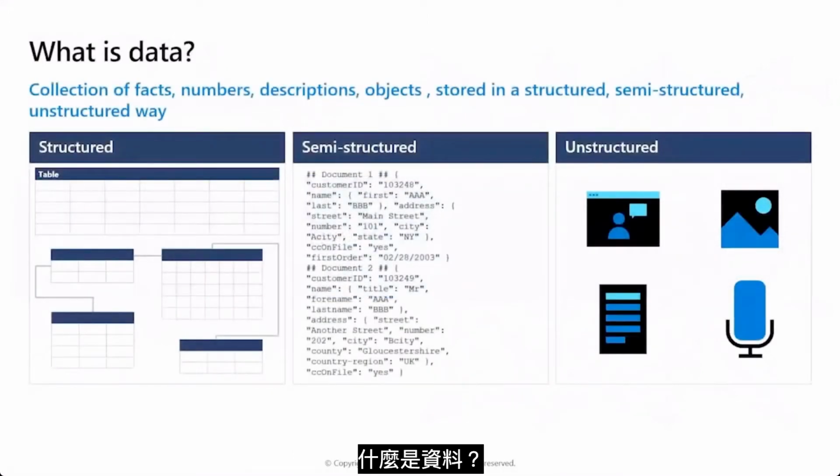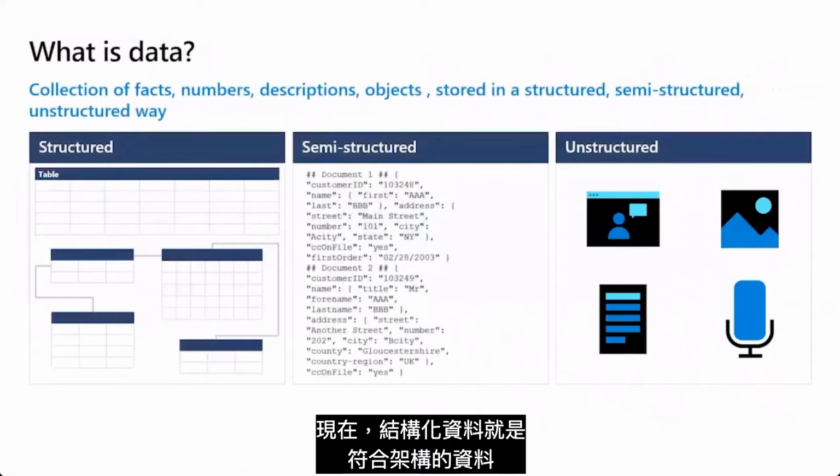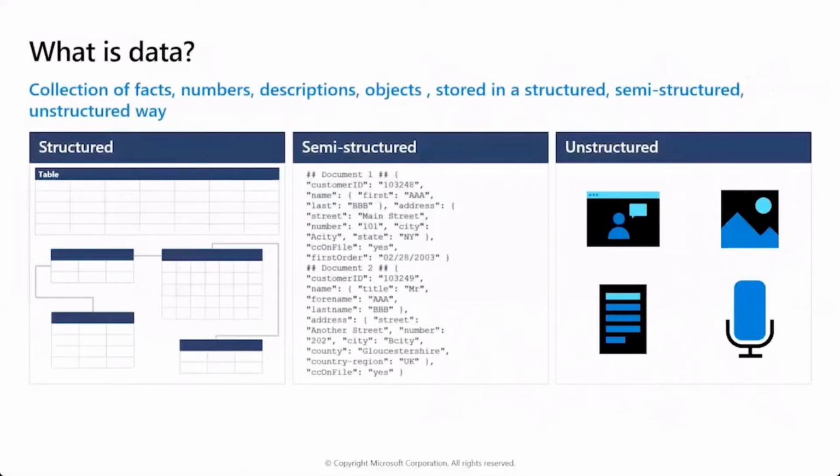Now, what is data? Well, by definition, data is a collection of facts, such as numbers, descriptions, and observations used in decision making. So you can classify data as structured, semi-structured, or unstructured. Structured data is data that adheres to a schema. So all of the data has the same fields or properties. Structured data can be stored in a database table with rows and columns.